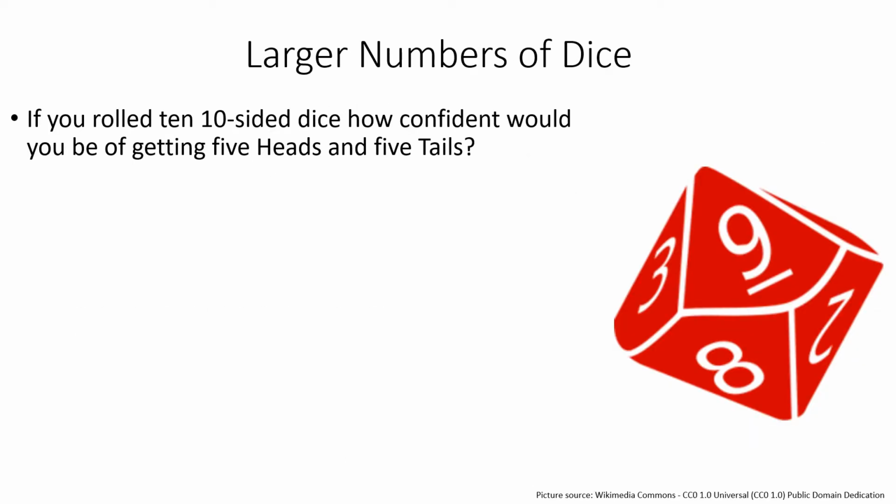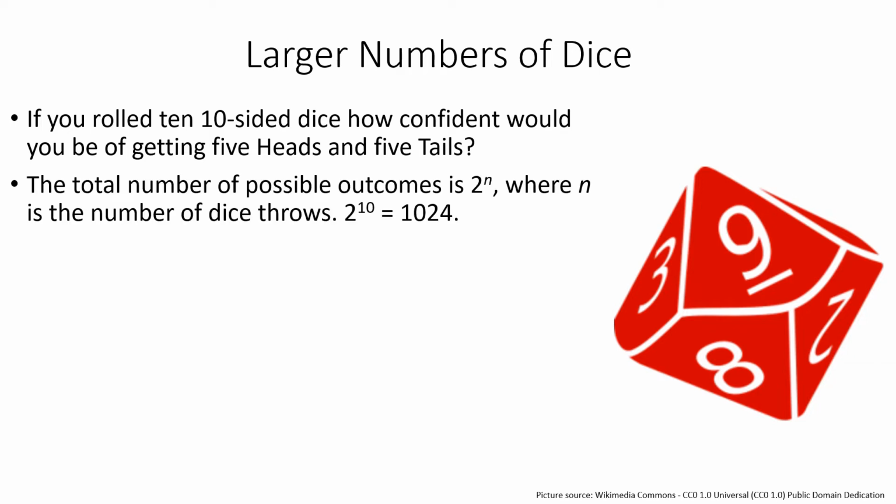Now, considering larger numbers of dice, supposing that we had 10 rolls of the dice, or to put it another way, tosses of a coin, how confident could we be of getting 5 heads and 5 tails if we tossed a coin 10 times? Well, this is where Pascal's triangle is going to help us out.